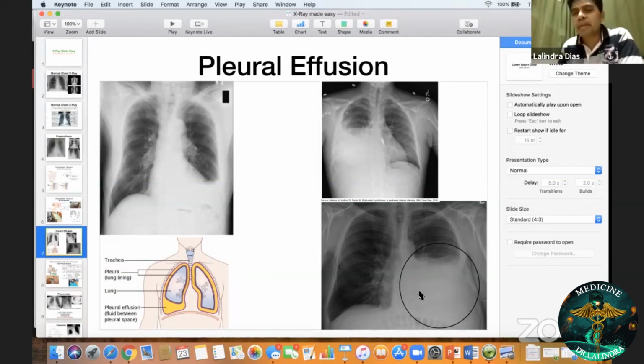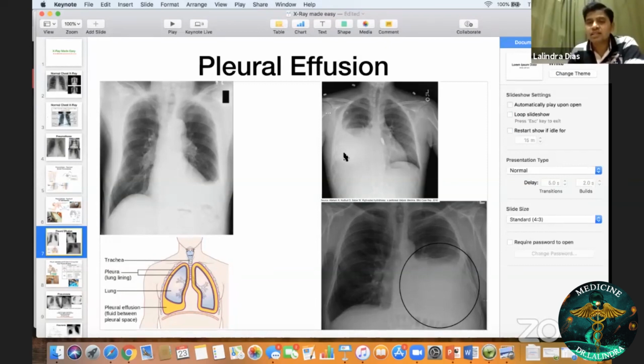So that is called meniscus sign. Here this is a left-sided pleural effusion. And here you can see a patient again who would have come with shortness of breath. His left lung fields are normal, cardiac shadow is normal, and in his right lung you can see the lung markings only in the upper part. In the rest of the lung fields, you can see only white shadows.